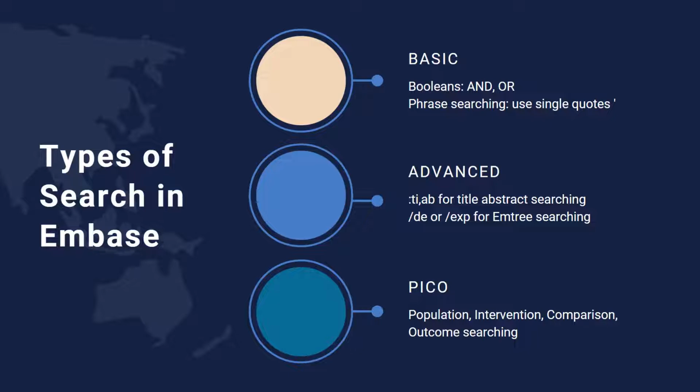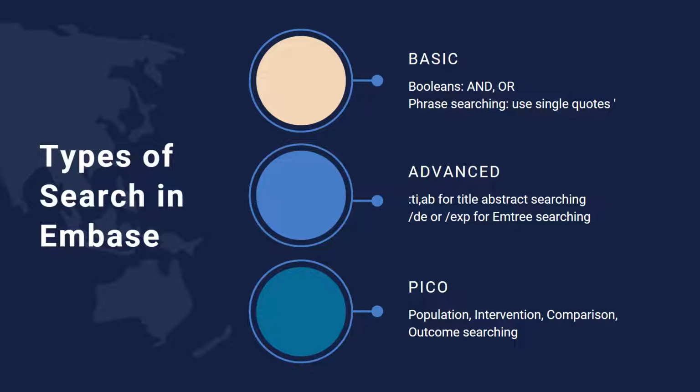And you can also do phrase searching, which is essentially if you have more than one word that you're trying to search, like diabetes mellitus, you wouldn't want those to be split up. You would use your single quotes to ensure that those two words were next to each other in an article record. Advanced searching, you can do field code searching, which is another way to say that you can search specific spots in an article record to try to get more specific articles.